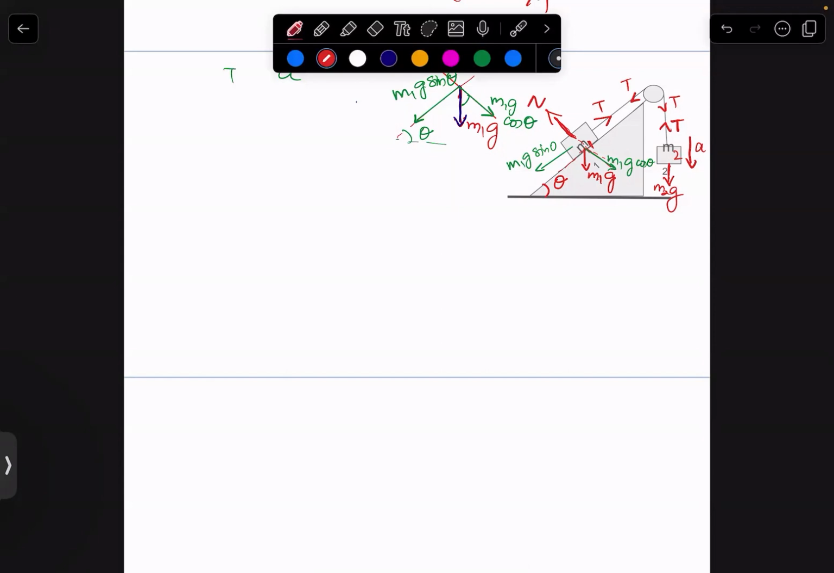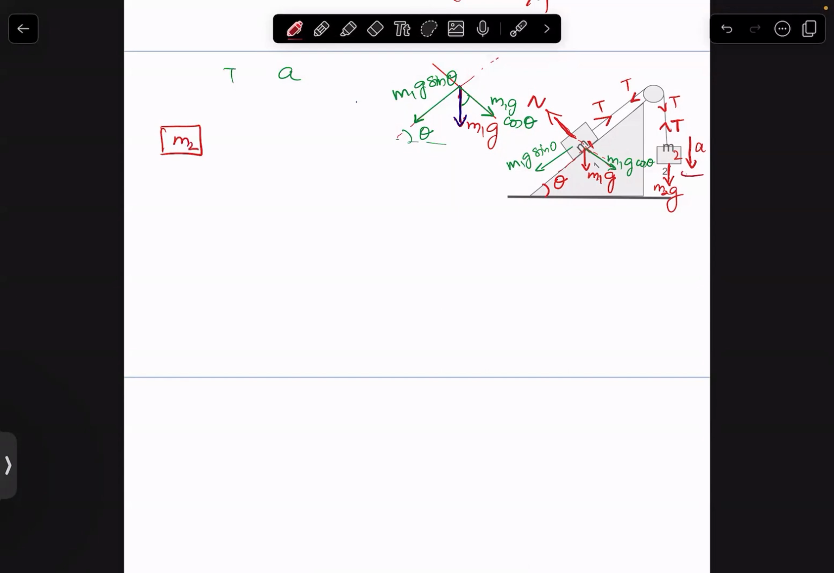One is of M2. So this is M2, right? M2 has this m2g acting downwards and T acting upwards, and the acceleration of this block is a towards downwards. Since a is downwards and m2g is downwards, that means m2g minus T equals m2 times a. That is equation 1.